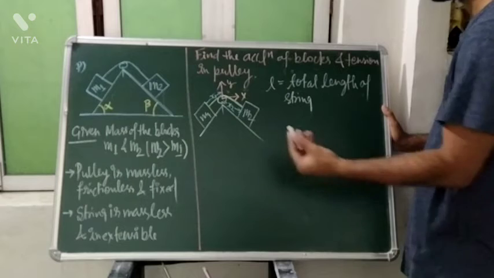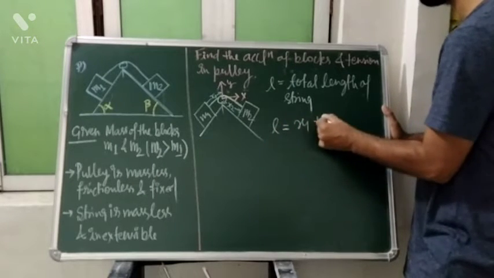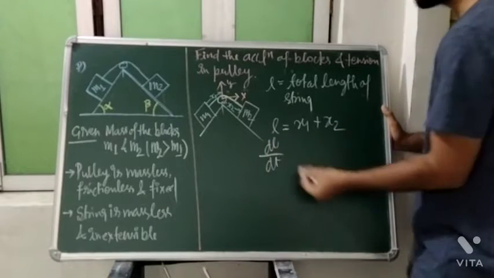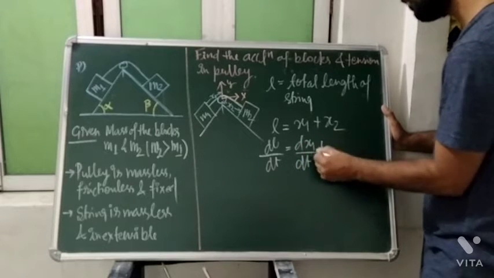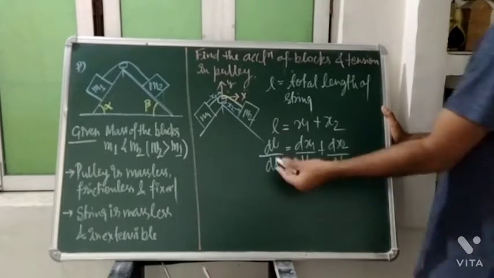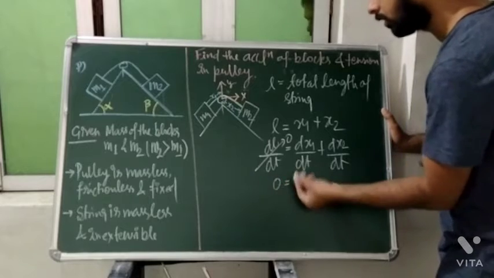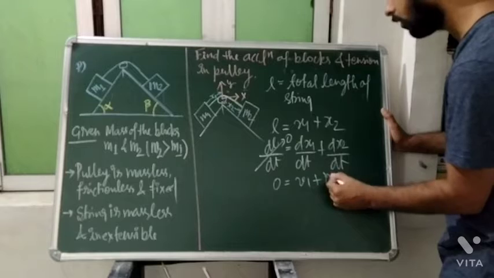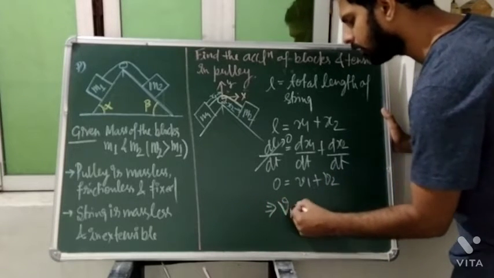So the total length of the string is represented by L, and of course the string is inextensible, so L will be equal to what, student? x1 plus x2. What will you do? You will differentiate it with respect to time. So what will you get? dx1 upon dt plus dx2 upon dt. This L is constant, so this will become equal to 0. So this dx1 will be the velocity of block 1 plus the velocity of block 2. Meaning our velocity v1 will be what?